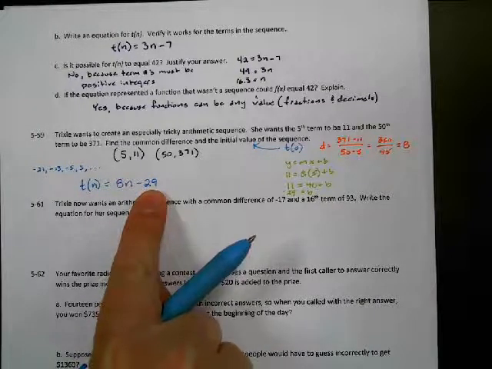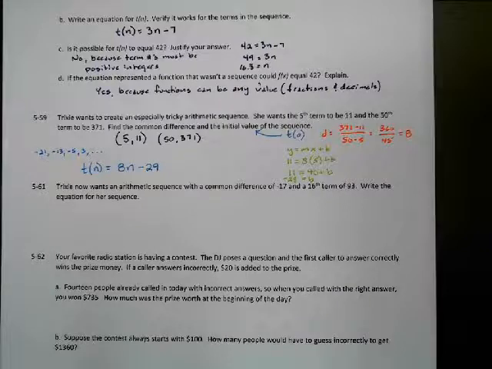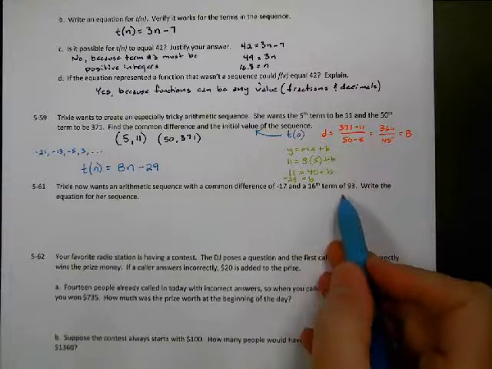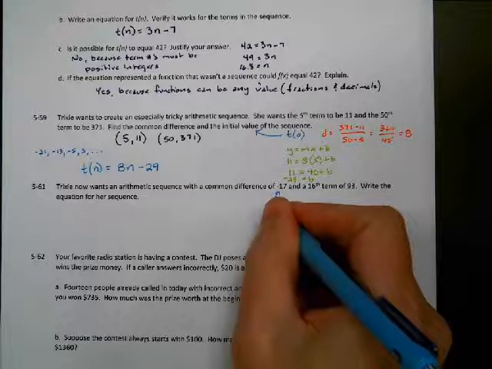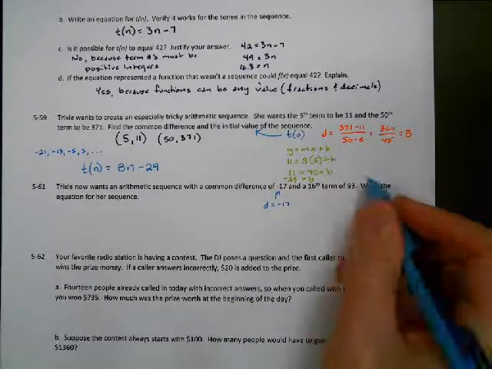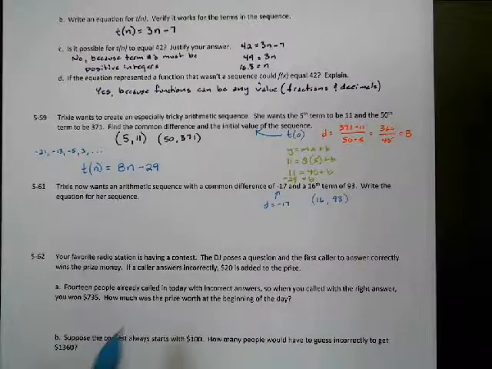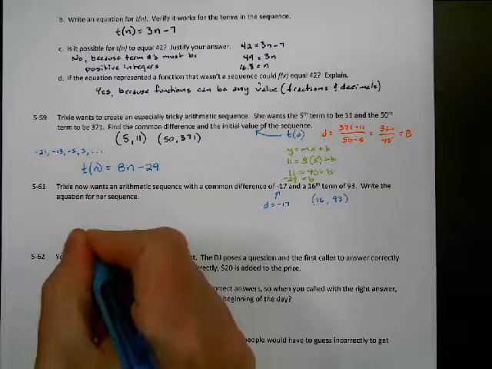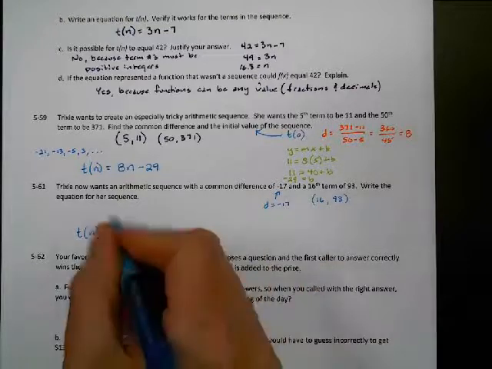All right, Trixie, who seems to be aptly named, wants an arithmetic sequence with a common difference of negative 17, and a 16th term of 93. So she wants our common difference to be negative 17, and she wants the 16th term to be 93. All right, write the equation for her sequence. So that's t of n equals, well, I know that I want it to have a negative 17n. All I need is the 0th term.